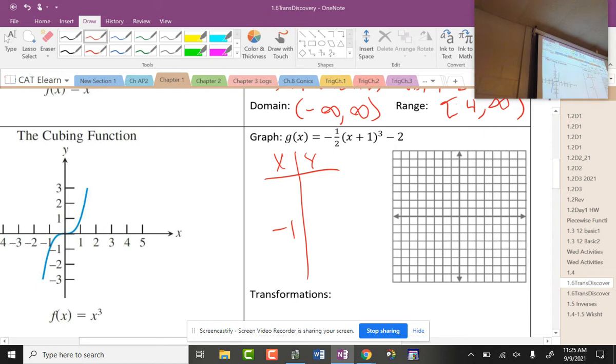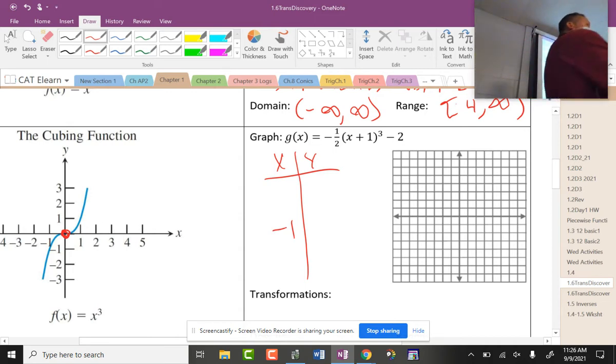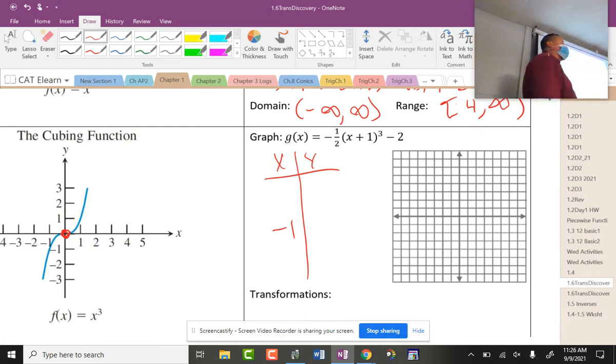Because then you'll see that this isn't a vertex, but the key point for a cubing function is where does this point go? You know, that little flattening out point. That's like the most important point. And it's going to be at -1 comma, you know, the 0 of the inside of the parentheses.